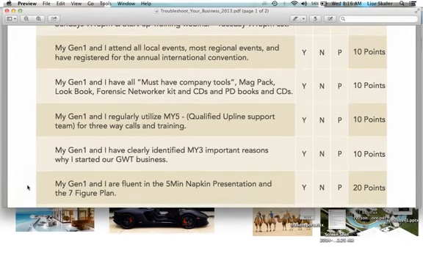The next item is a 20-point question. 20-point questions are very, very important to your business.